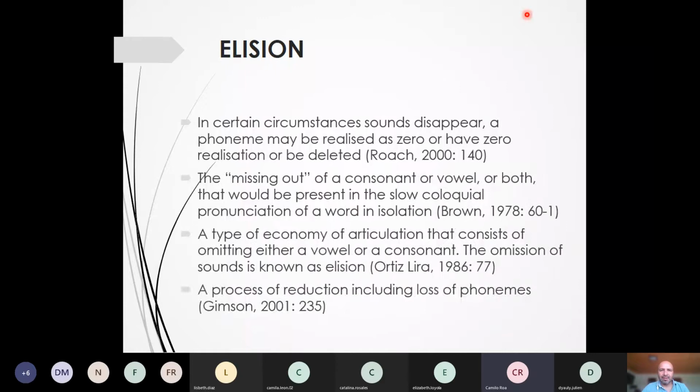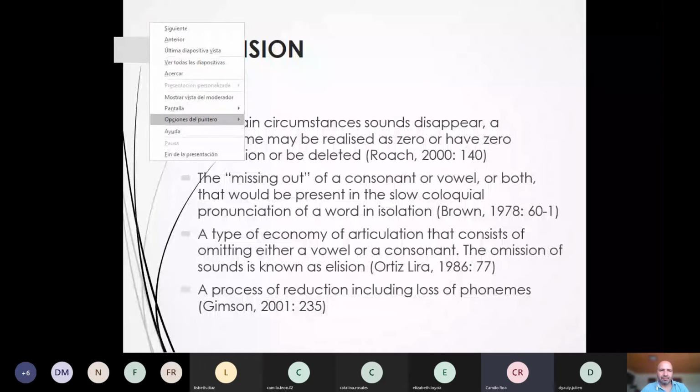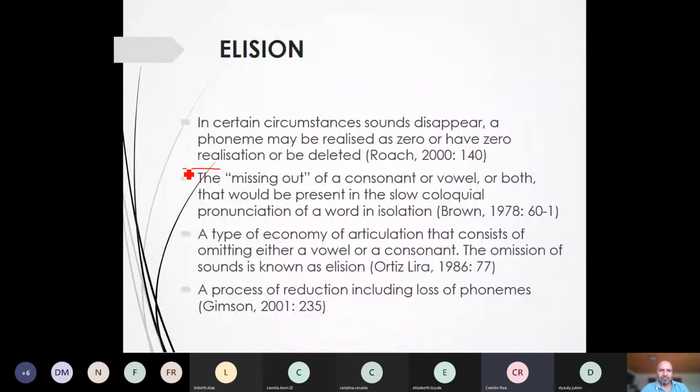We have to read the slide. Yes, the first definition for Camilo. All right. Listen. In certain circumstances, sounds disappear. A phoneme might be realized as zero, or have zero realization, or be deleted. Perfect. The missing out of a consonant or vowel, or both, that would be present in a slow colloquial pronunciation of a word. Perfect. Thank you. A type of economy of articulation that consists of omitting either a vowel or a consonant. The omission of sounds is known as elision. A process of reduction including loss of phonemes.